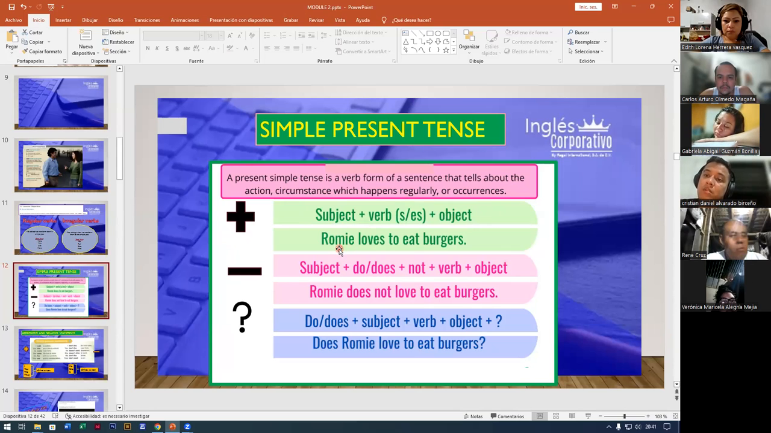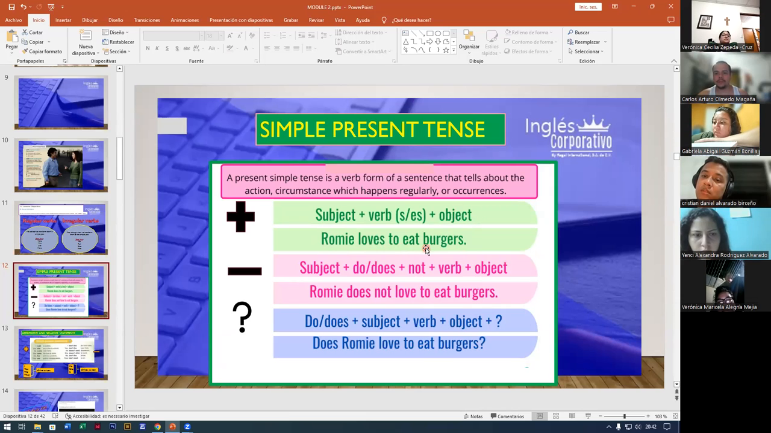For example, Romy loves to eat burgers. What is the subject in this example? Romy, right? What is the action? Loves. Excellent. Loves, and to eat burgers. This is the complement. Todo lo que va después del verbo va a ser mi complemento, o el objeto, right?